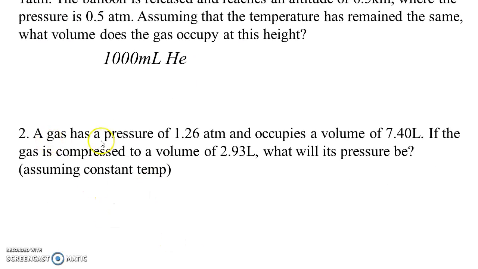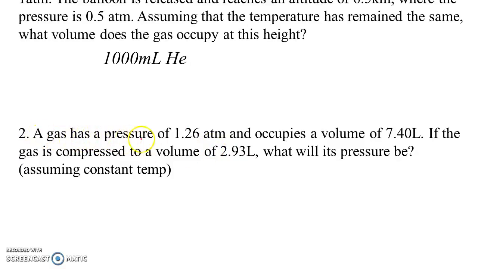So it says a gas has a pressure of 1.26 atmospheres and occupies a volume of 7.4 liters. If the gas is compressed to a volume of 4.93 liters, what is the pressure? So let me get my pointer here. So let's go through and figure out what we know. We know it's going to be Boyle's Law here.